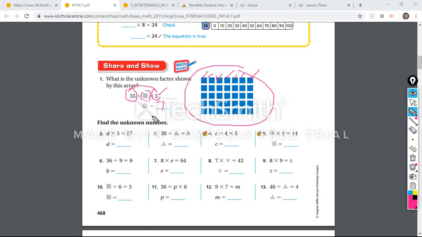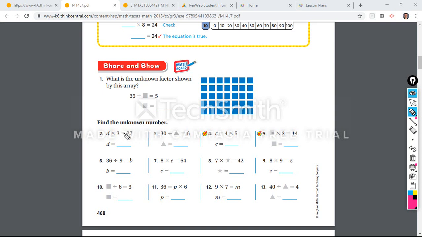7. And let's check it. 35 divided by 7 equals 5. And now to check it, I multiply these two numbers. So your unknown factor there was 7. That's the number. And this number is the number of rows. See, 1, 2, 3, 4, 5. And the unknown factor is the number in each row.